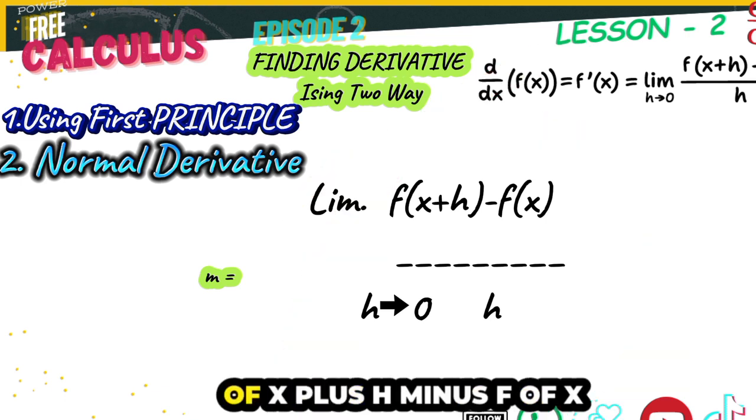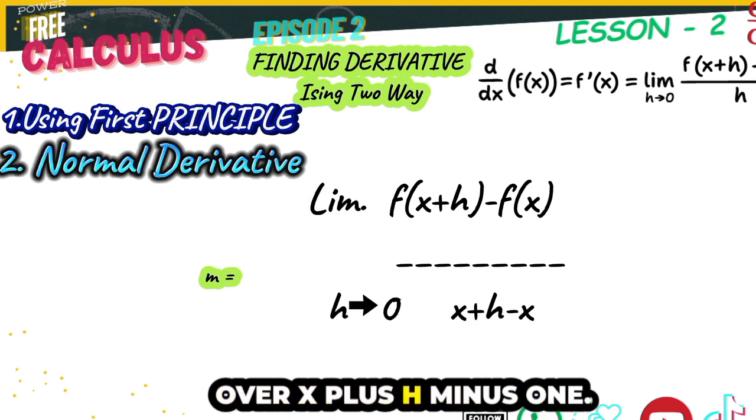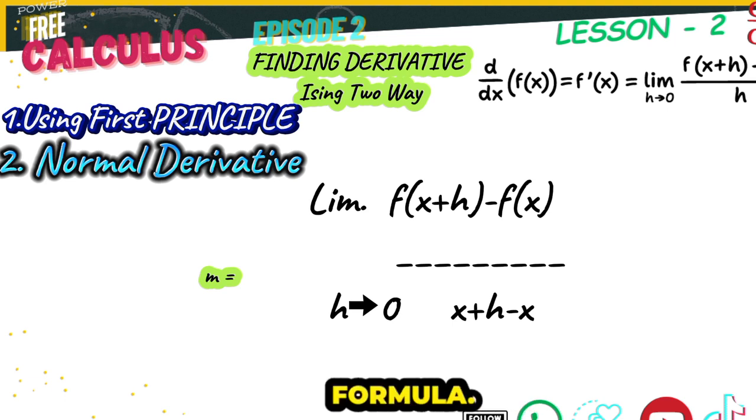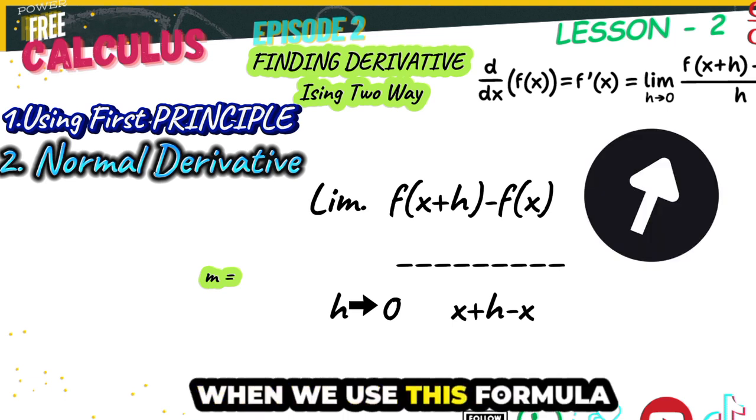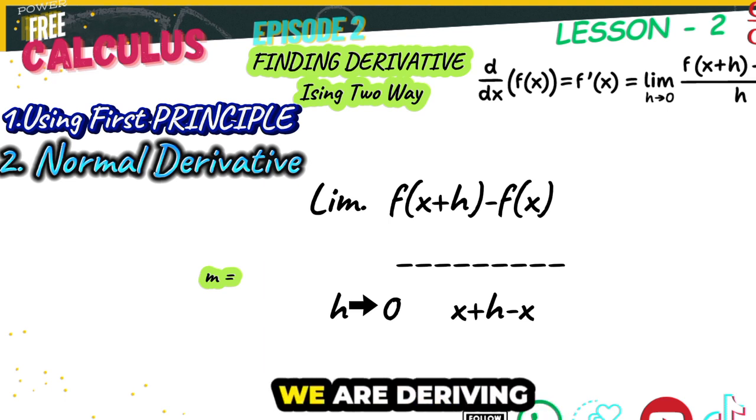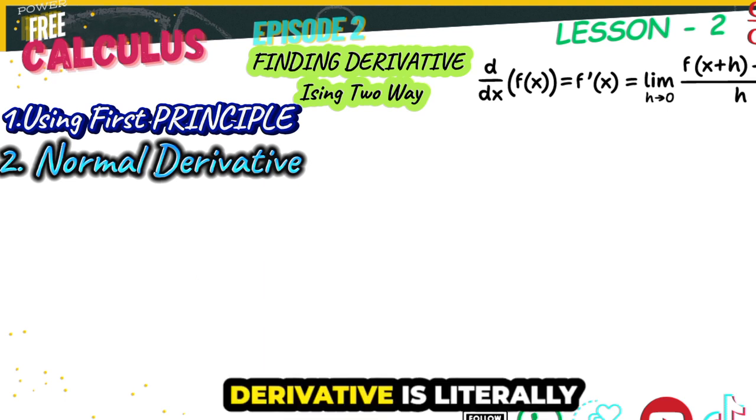So when we simplify this formula, gradient is equal to f of x plus h minus f of x over x plus h minus x. So this is a given formula. You always find this on your formula sheet. When we use this formula to find a gradient, we are deriving. Derivative is literally using this formula to find the gradient of a tangent given 1 point.